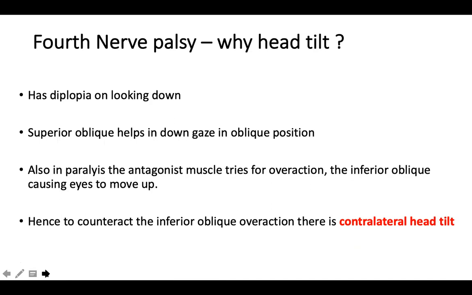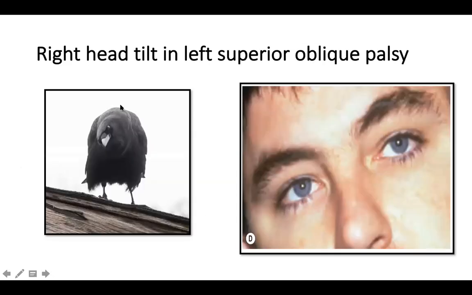So as a compensatory position, a patient has to keep the head tilted towards the opposite side so that the eyes are aligned. So there is always a contralateral head tilt. This contralateral head tilt is actually compared to the position of a crow. Just imagine the crow has a left superior oblique palsy, and the crow tilts the head to the right. So the eyes are in a straight plane and the squint is reduced. So with the left eye, he is able to see right side and down. Okay, so this is one example so that you can remember gaze palsies.